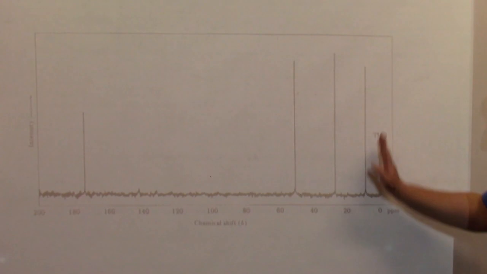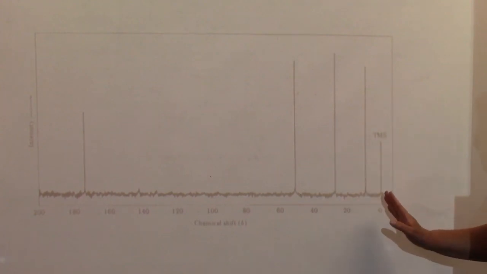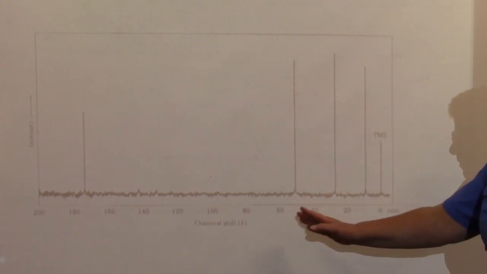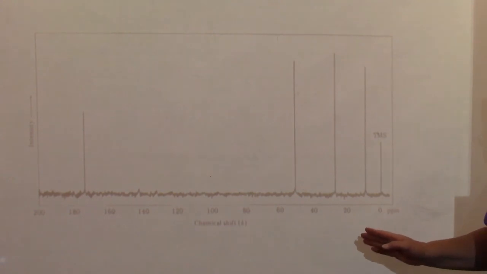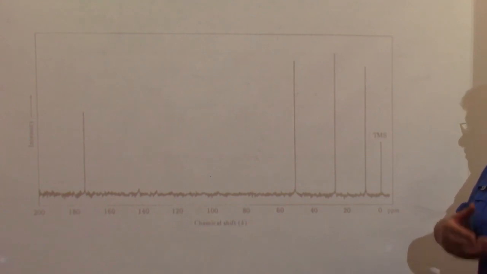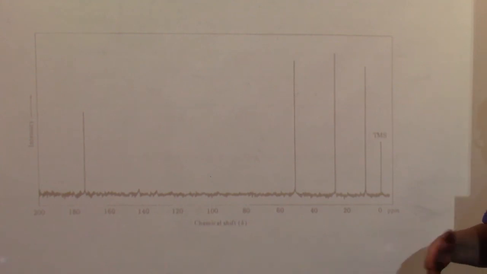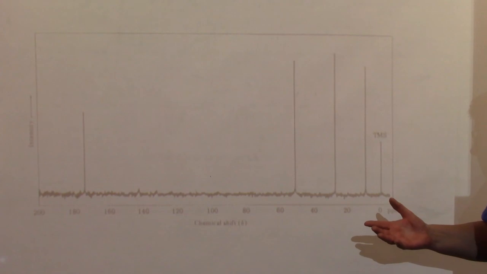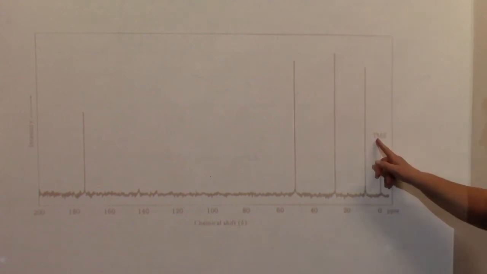So we start at 0, and every instrument is different. And so in order for us to have a chemical shift that is reproducible, what we use is an internal standard. And our internal standard, really for any NMR spectroscopy, is called TMS.